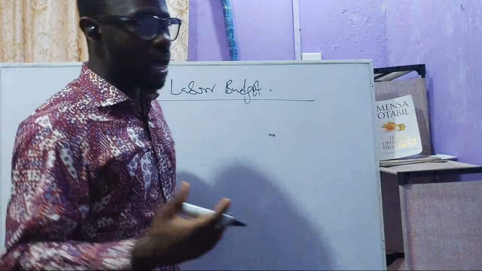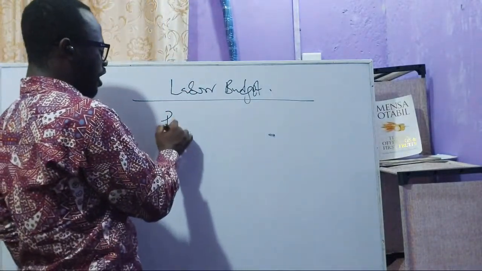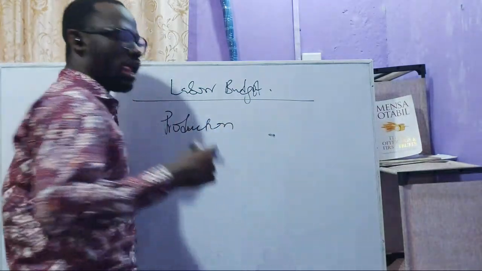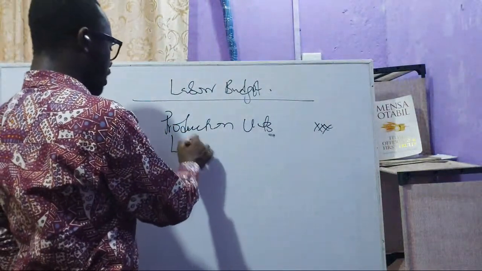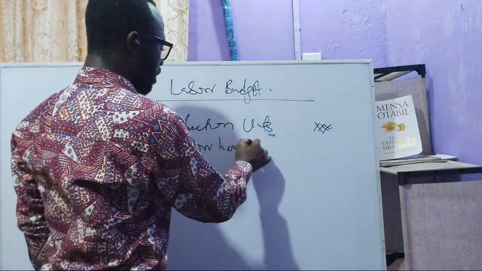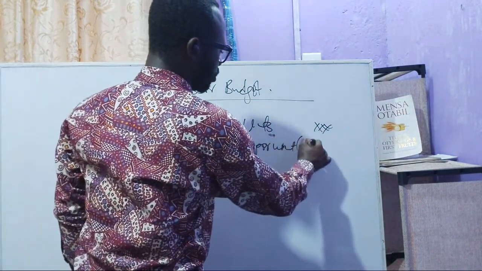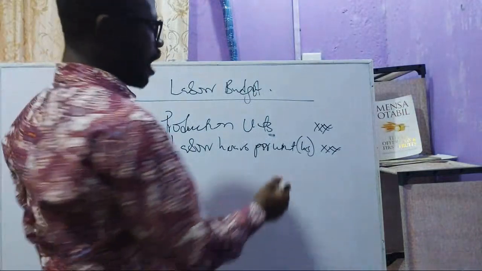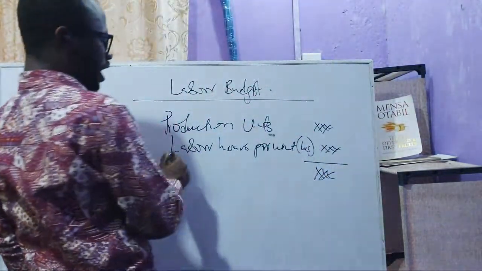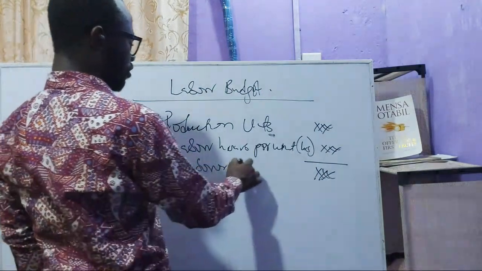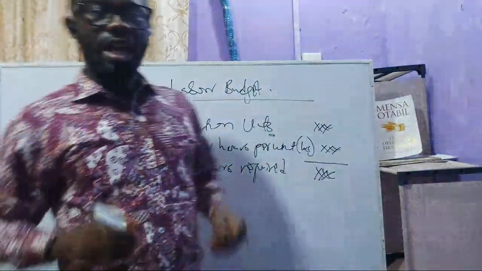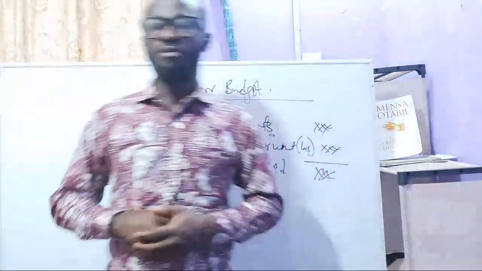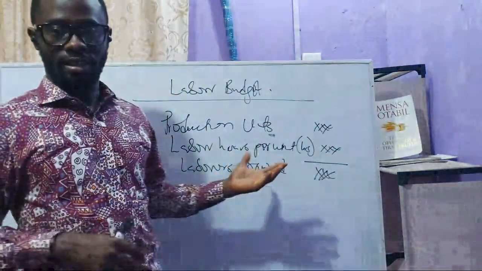So in the preparation of the labor hours budget, we're going to bring in the production units. That is the units to produce to meet the sales demand. So you go to the production budget, the last figure there, we're going to pick that. So the production units. Then we bring the labor hours per unit, and that's going to be in hours. Once we bring that up, we multiply it, and then we get the labor hours required. Now, this is labor hours required, the first level. If in the question we don't have anything like idle time, we don't have anything like efficiency of labor, then it ends there.